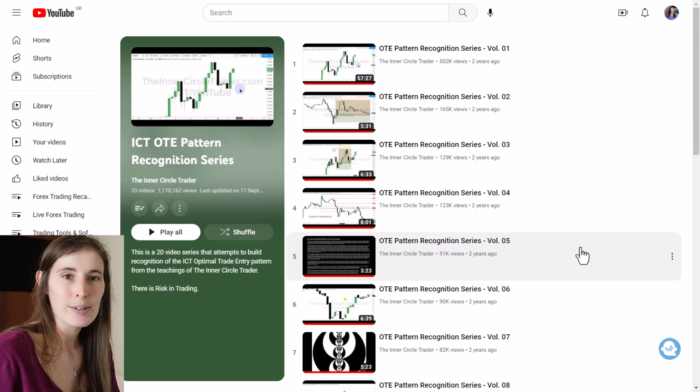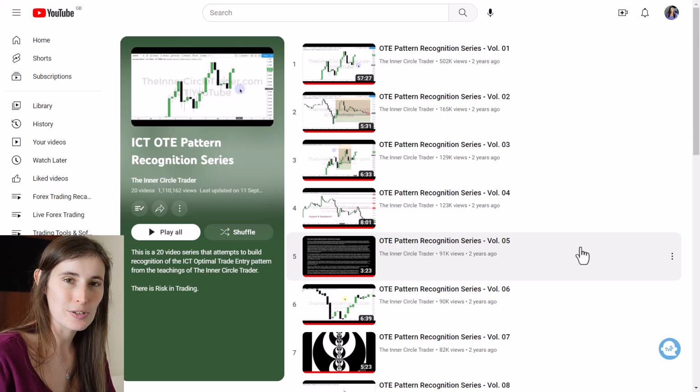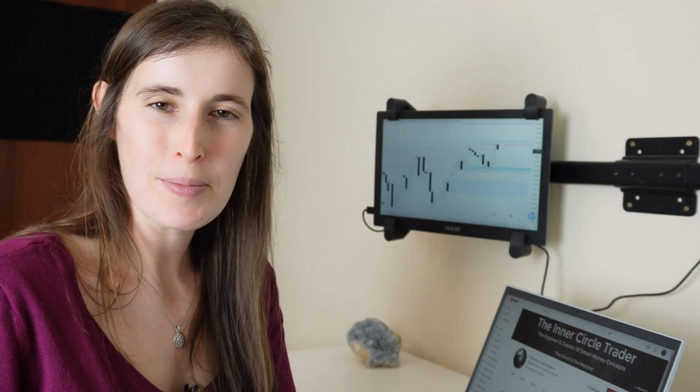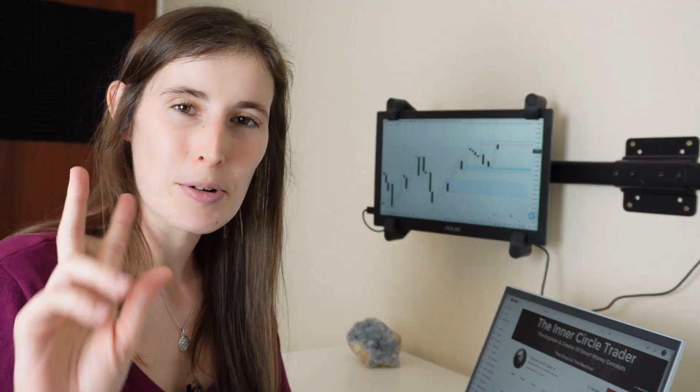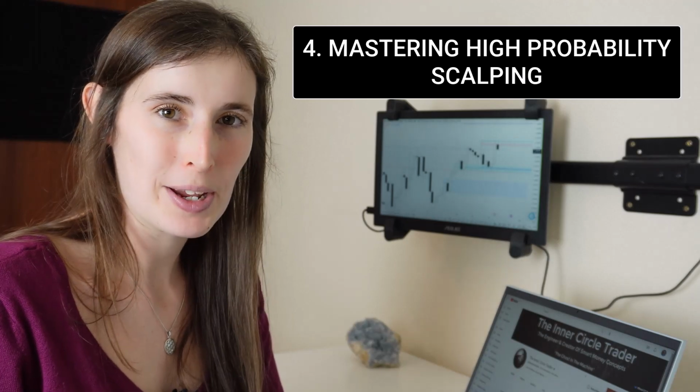And it's quite simply recognizing the pattern of the optimum trade entry, which utilizes a lot of concepts, including the Fibonacci tool. So that's where I'm currently up to at the moment. Once you've completed step number 3, number 4 is mastering high probability scalping.